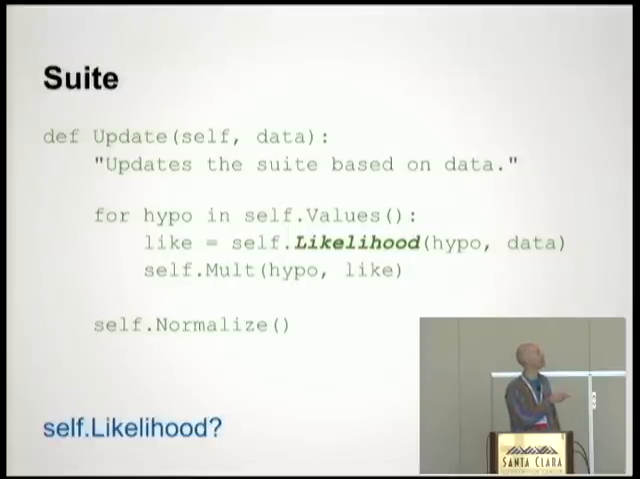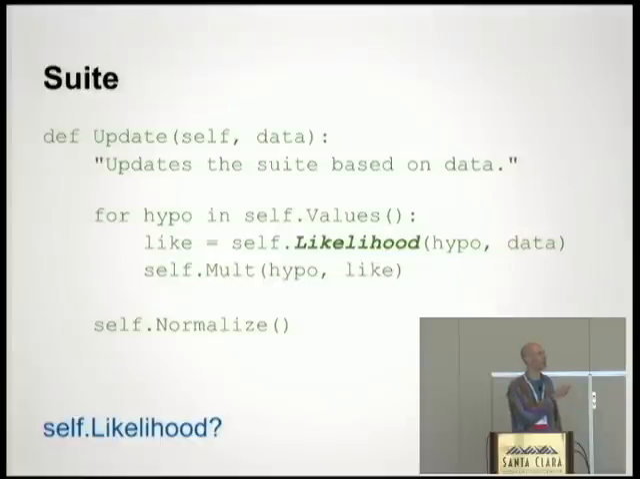So here's a method called update. It's provided by Suite, and what it does is it takes some representation of the data, and it loops through all the hypotheses. So for each hypothesis in self.values, the values are the hypotheses, I'm going to compute the likelihood, which is this likelihood function, and I'm going to pass the hypothesis and the data. This almost reads like the math notation, which is the likelihood of the hypothesis given the data. No, sorry, it's actually backwards, so it's confusing. It's the conditional likelihood of the data.